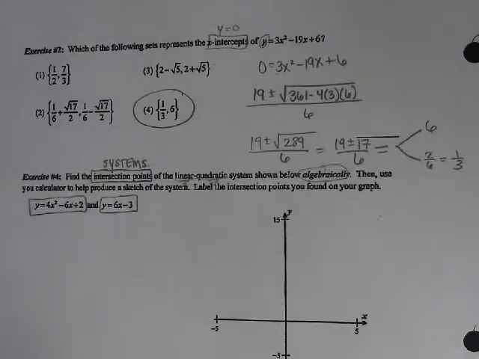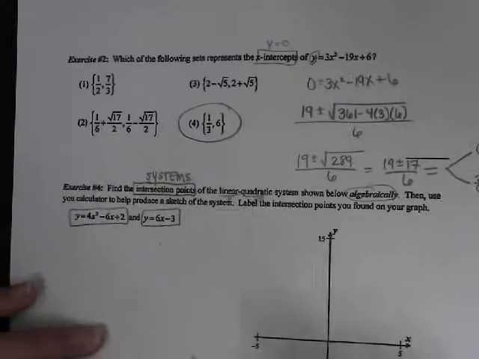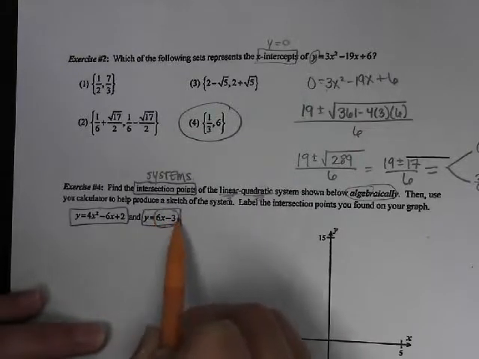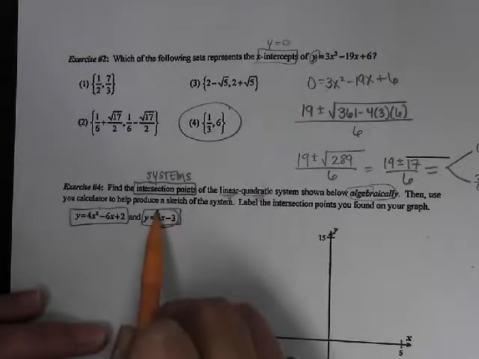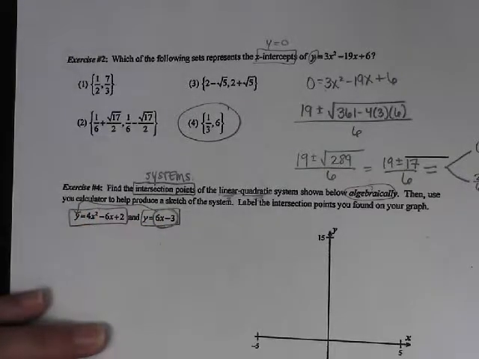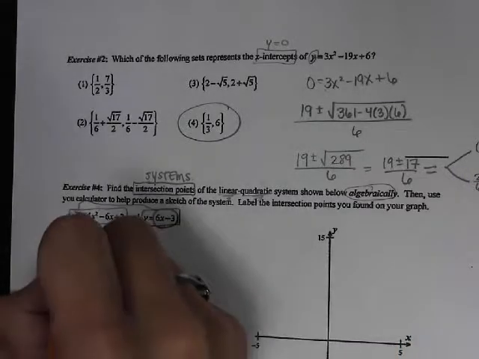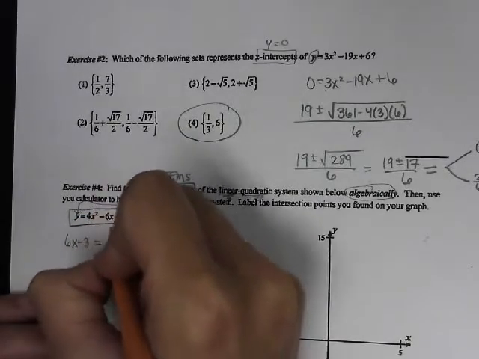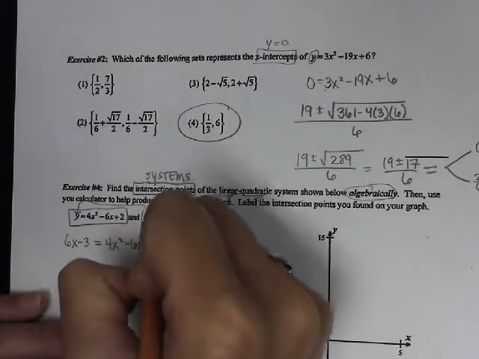And they say algebraically, which means we cannot use our calculator other than maybe to check at the end. And that's what they say: then use your calculator to produce a sketch. Okay, so here's how substitution will work. You will always take your linear, and you will always solve for a variable. In this case, y is already solved for. So since y equals 6x minus 3, we will take that 6x minus 3 and replace the y in the other equation, literally substituting it in. So out with that y, and we'll replace it with its equivalent: 6x minus 3 equals the 4x squared minus 6x plus 2.